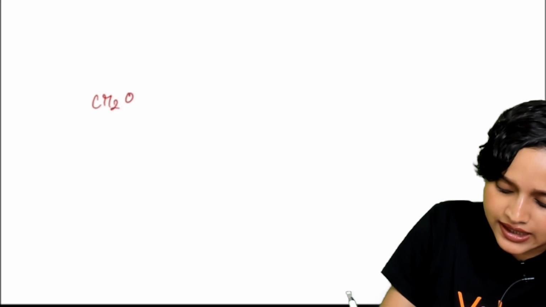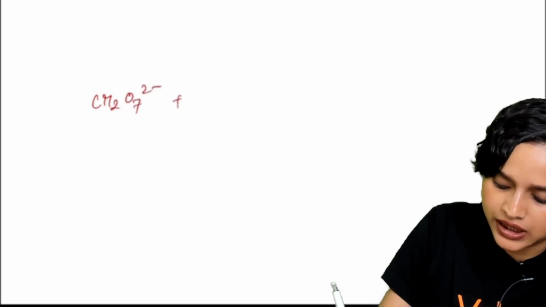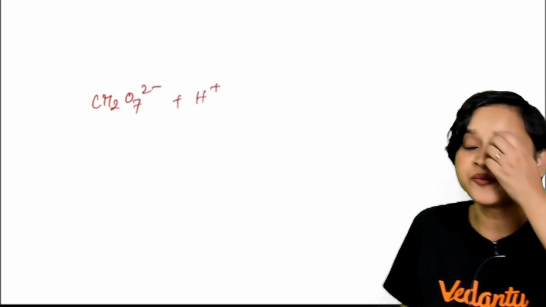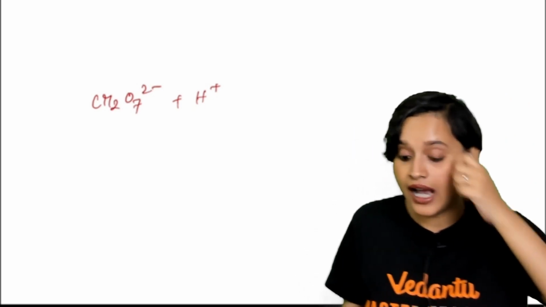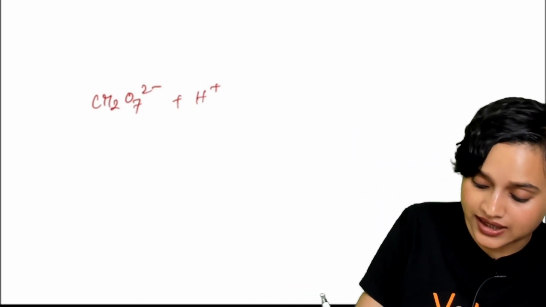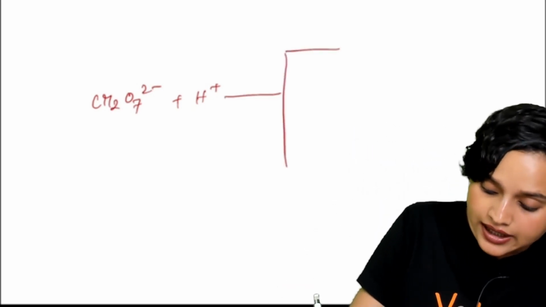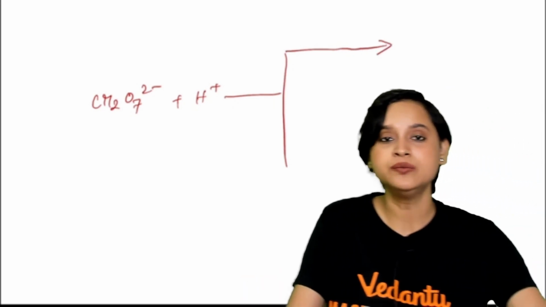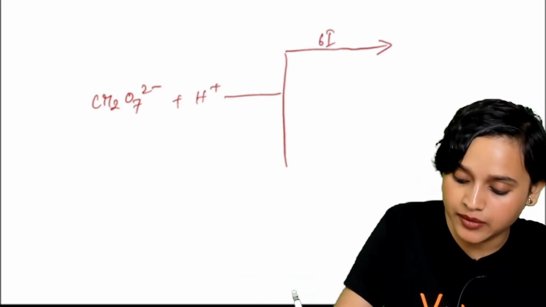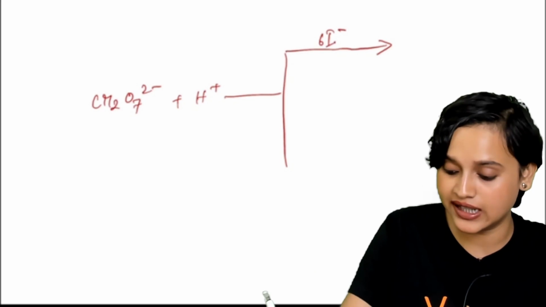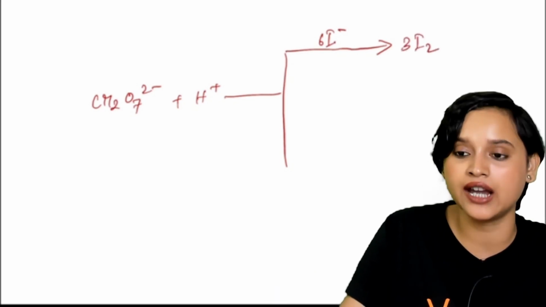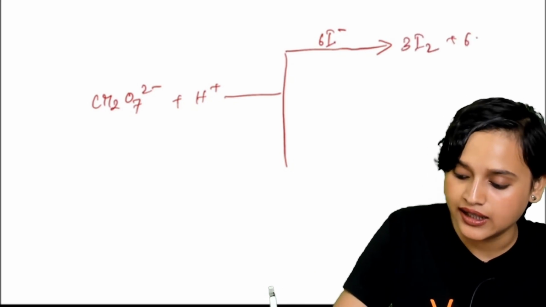We are going to take Cr2O7 2 minus plus, let's take some acidifying H plus. Now what are we going to do? We are going to take 6I minus. The moment you say 6I minus, what will you be getting? You will be getting 3I2 plus 6 electron here.